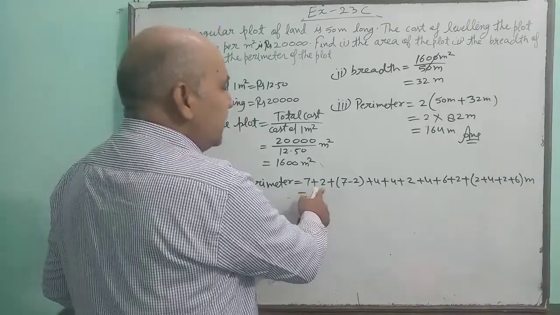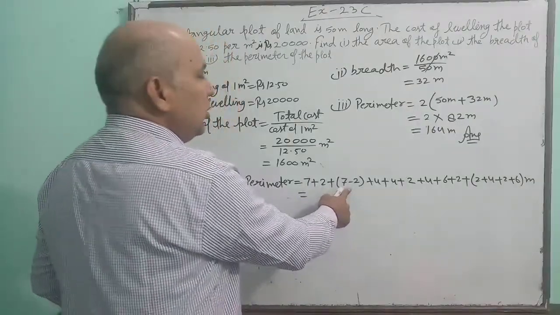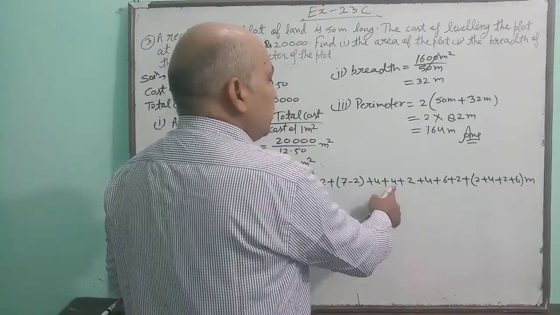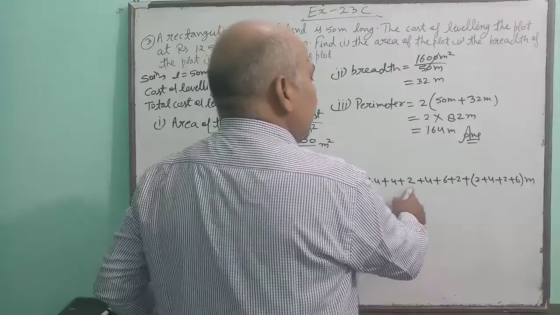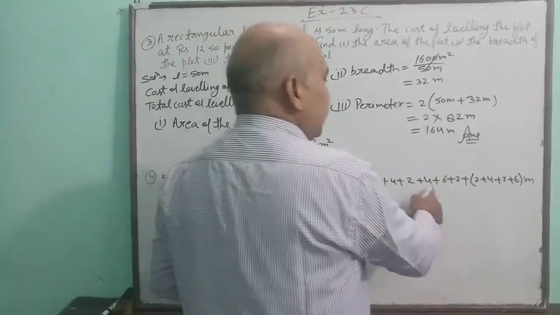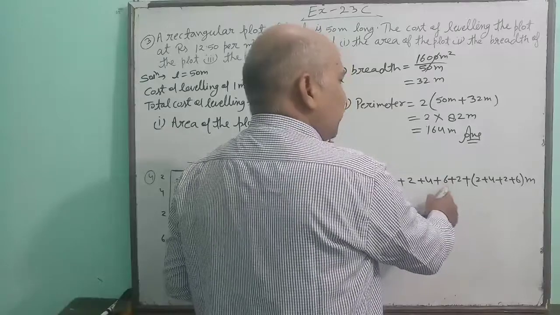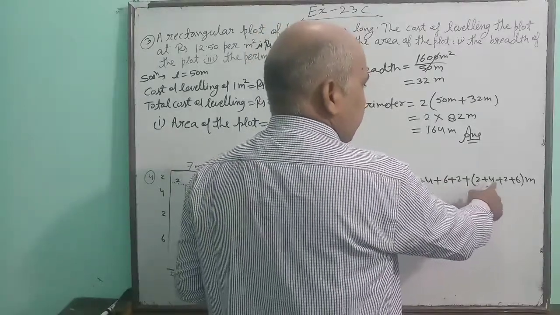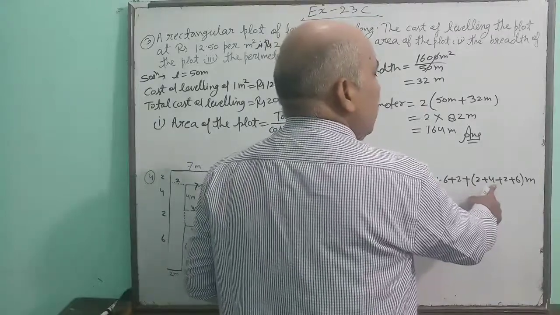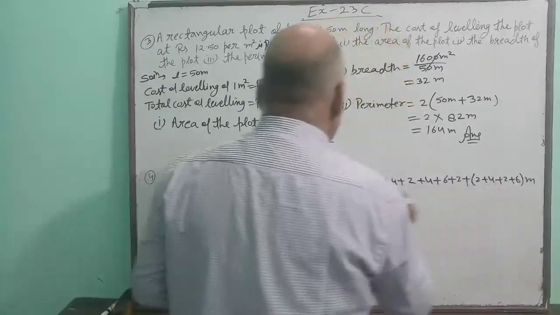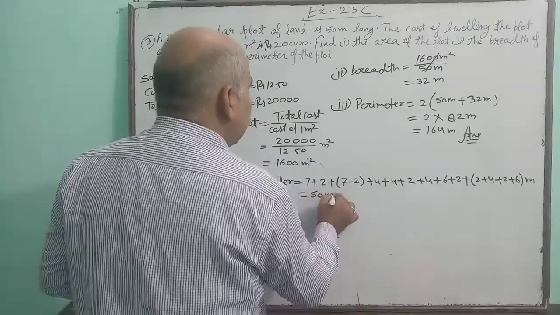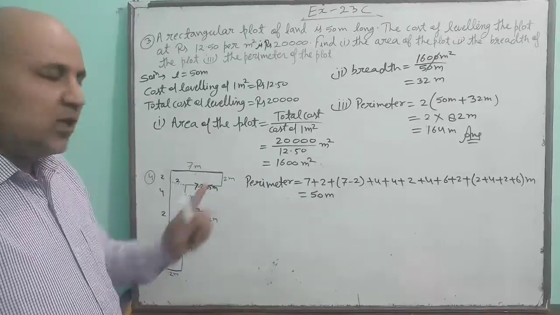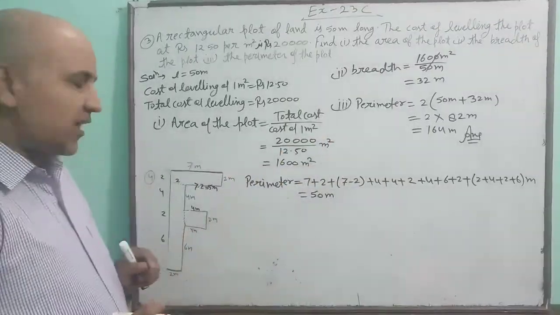7 plus 2, 9. 9 plus 5, 14. 14 plus 4, 18. 18 plus 4, 22. 22 plus 2, 24. 24 plus 4, 28. 28 plus 6, 34. 34 plus 2, 36. 36 and 2, 38. 38 plus 4, 42. 42 plus 2, 44 and 6, 50. That means perimeter of this figure is 50 meter. Understood? Add all the numbers and then get your answer.